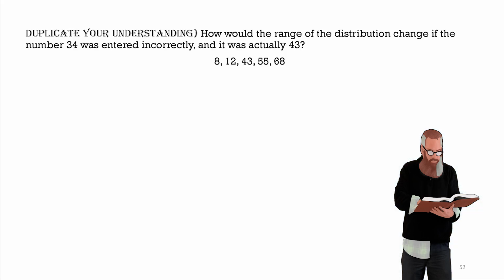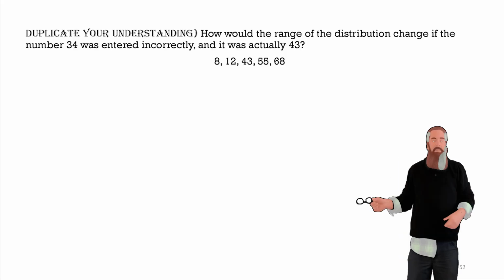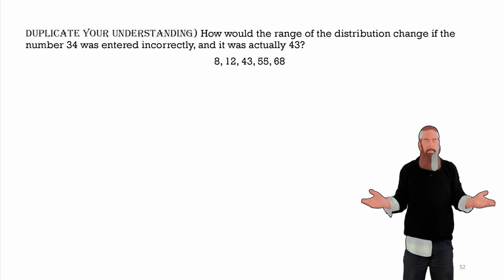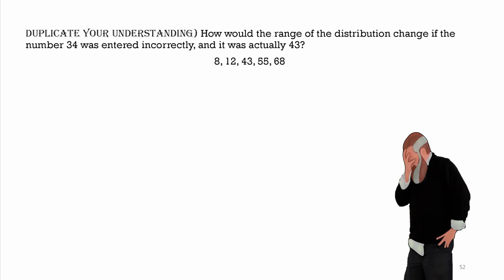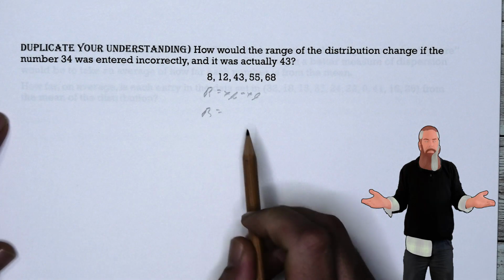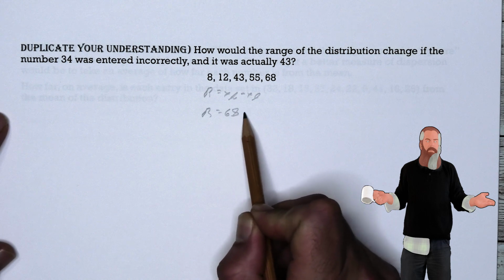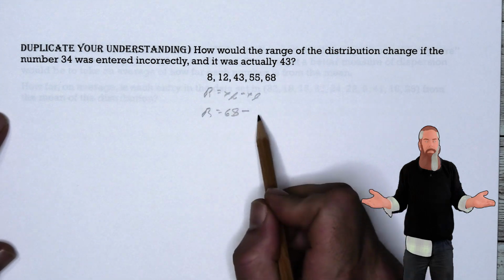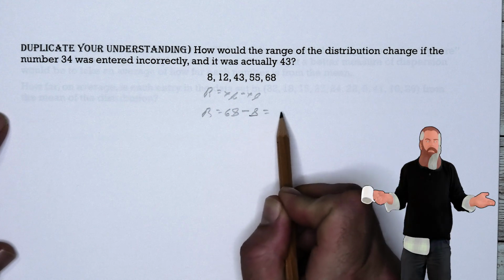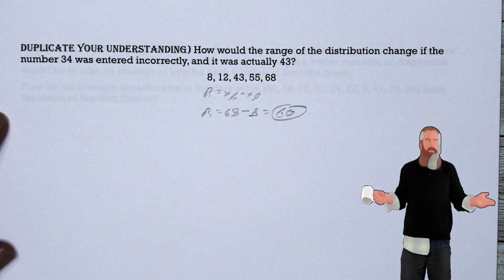Let's extend your understanding and look at how the range of distribution could be changed if the number 4 was entered incorrectly and was actually 43. So the range being the high number, which is 68, just like it was before, minus the low number, 8, which is the same that it was before. So the range is 60, unchanged.